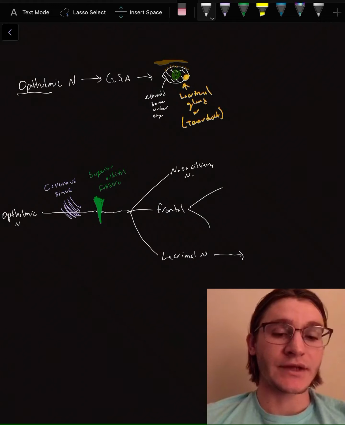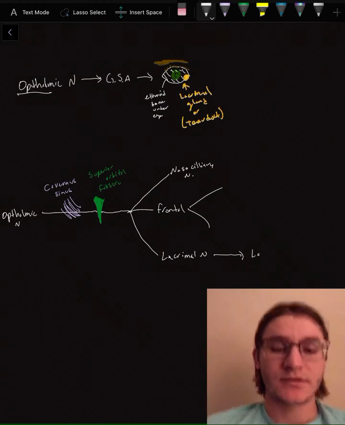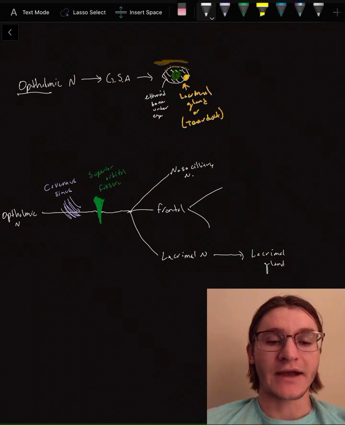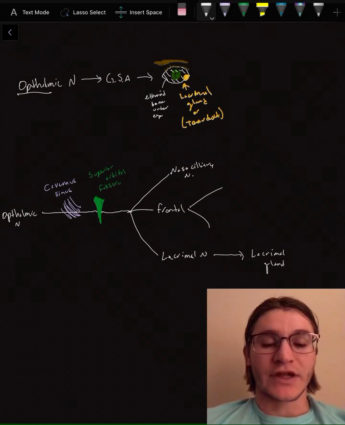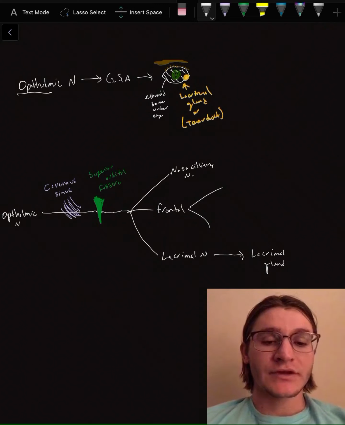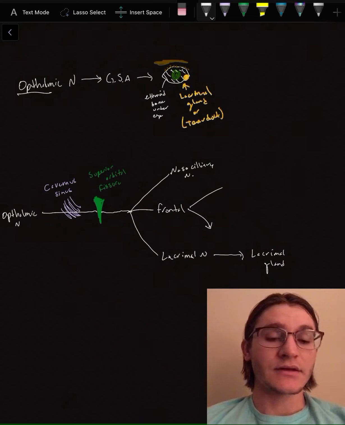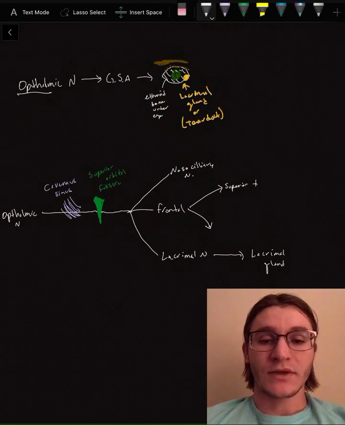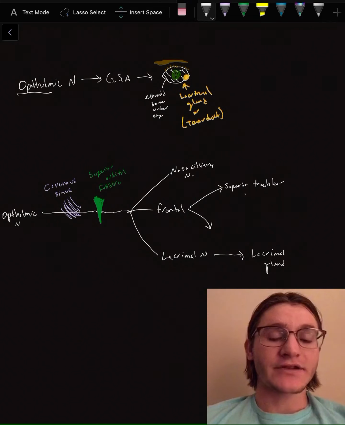And all these are dealing with the eye, but the nasociliary definitely more for the eye and the movement of the eye. So the lacrimal nerve will go to the lacrimal gland. However, keep in mind the lacrimal nerve does not provide the tears, and we're going to get to what provides the tears in just a moment. On the frontal nerve, we're going to have a split.